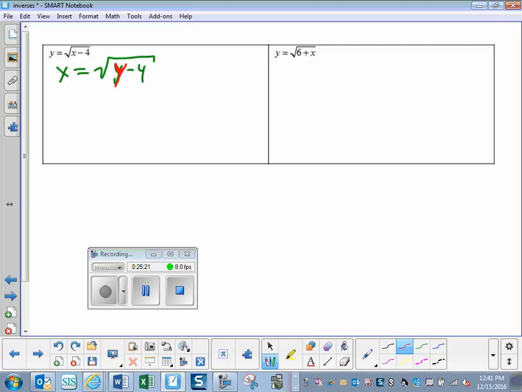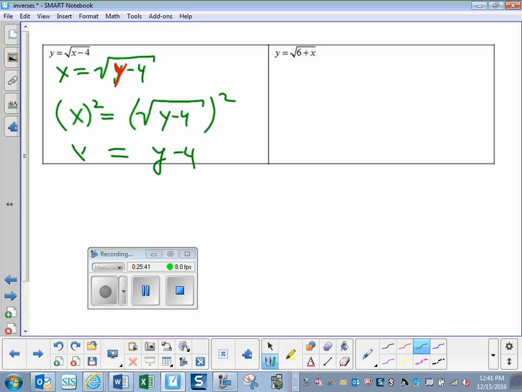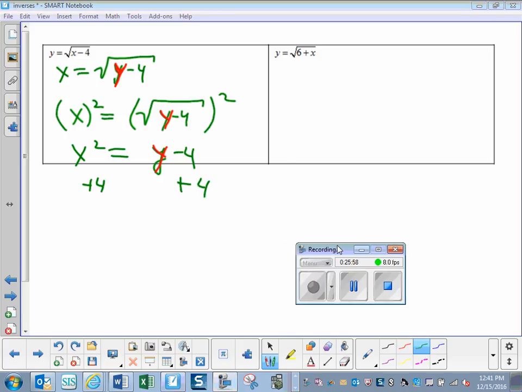I need to get rid of this radical. How do I get rid of that radical? I square it. That's right. So just square both sides. So x squared equals, and then this whole thing squared. The square and the square root cancel out, so I have y minus 4 on this side. And x squared is just x squared. Now I can solve for y easily. What do I do? Add 4 to both sides. So x squared plus 4 equals y.